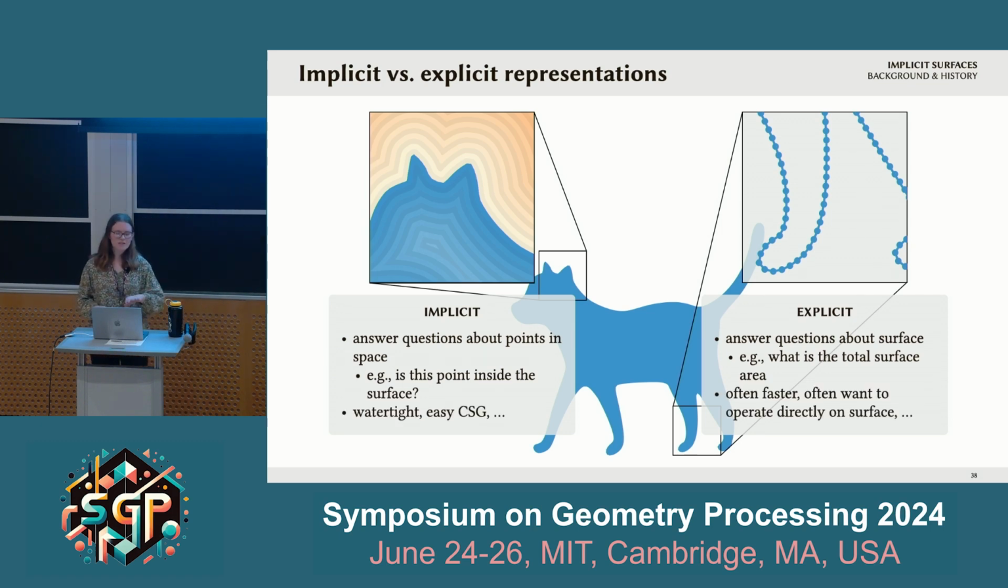And at a higher level, these benefits also lead to some nice high-level properties. For example, implicits are always watertight by definition. And as we discussed, one of the big pluses is that it's really easy to perform CSG operations on them. On the other hand, explicit representations are usually faster than implicit representations. And also in geometry processing, we often care much more about exactly what's happening on the surface. So explicit representations are often useful for those kinds of questions.